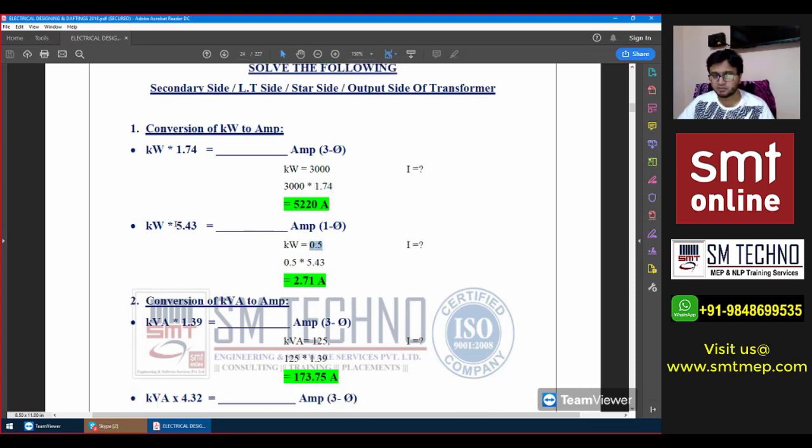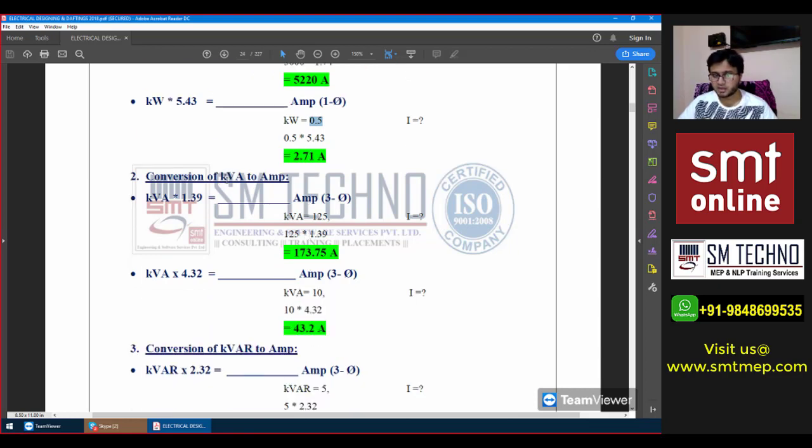Again, multiply the load with 5.43 for single phase, 0.5 kilowatt, I think, but 500 watts. That will give you something like 2.71 ampere. For kVA, for apparent power, for example 125 kVA, anything more than 25 kVA is three phase only. So 125 into 1.39 will give you almost 173.75 ampere.